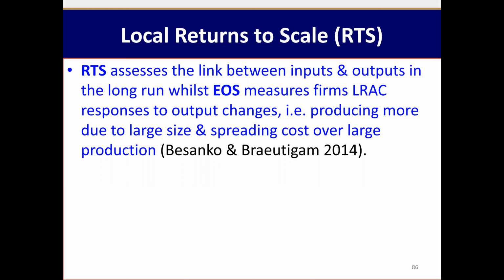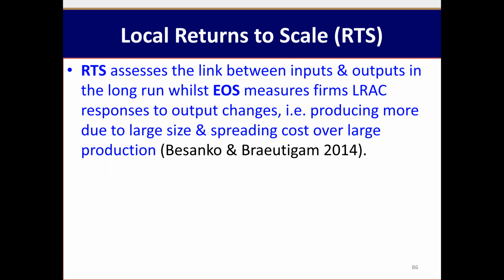Between the input and the output. Economies of scale looks at the falling part of the long run average cost curve, that is, how the long run average cost responds to changes in the input. As you are using the inputs to produce the output, how is that leading to a reduction in the long run average cost curve? And that is where economies of scale comes in.